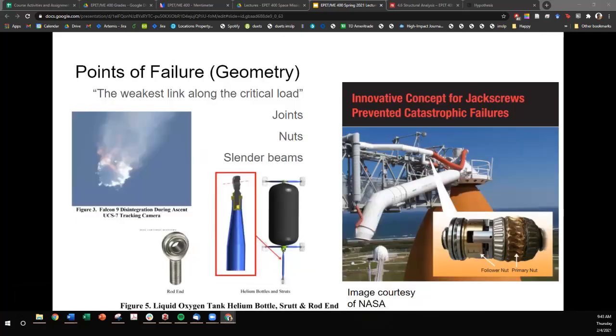Now I want to talk about points of failure, and this is dictated by geometry typically. You can find points of failure as usually being the weakest link along the critical load. This can be joints, nuts, slender beams, what have you.